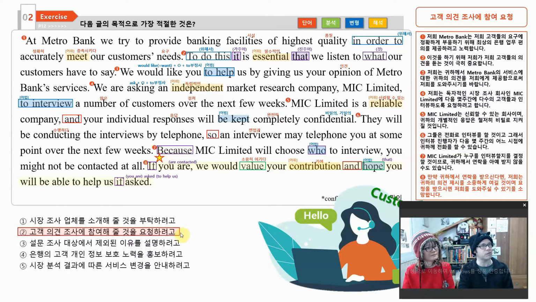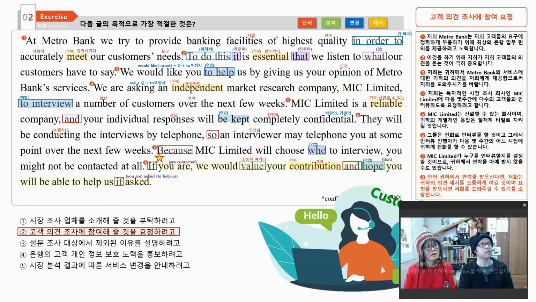And what is number 2? Number 1, you mean? What is the answer? Number 2. Yeah. To ask customers to participate in a survey. The survey is about their opinions of the bank's services. Yes, and that is the answer.